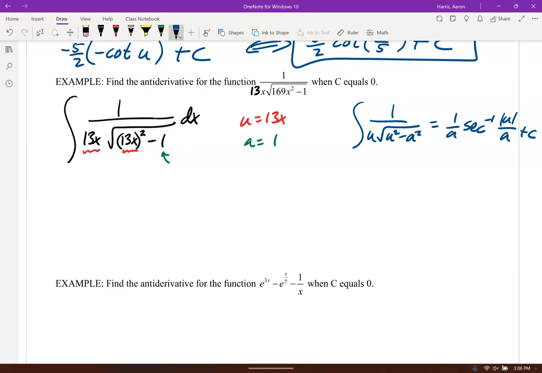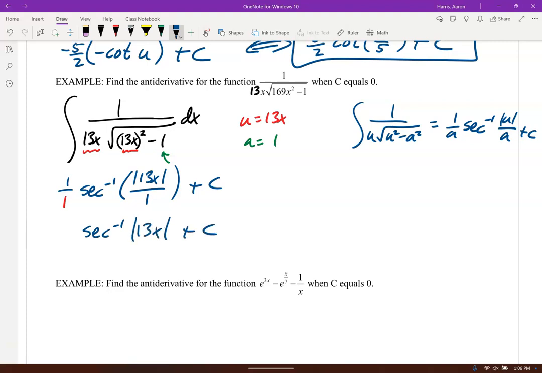So it gives it to us. So this is 1 over a, which is 1, arcsecant of the absolute value of the 13x. We're just going to assume that that's positive right away, 13x there, over a, which is 1, plus our constant. Oops, I had an a right there. That's supposed to be a 1. My a is 1. So we just have the arcsecant of 13x plus a constant. And again, you can assume that's positive. That's fine.